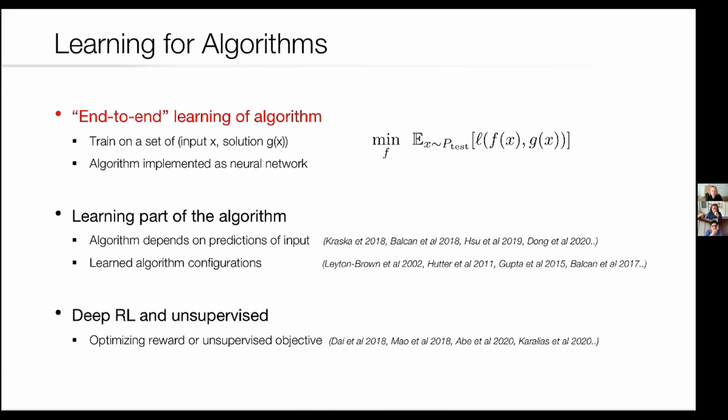So when we talk about learning for algorithms, there's various settings in which you can look at this, from learning a full algorithm to learning parts of an algorithm, like a decision within an algorithm, or learning which kind of algorithm you'd want to use, etc., etc. So what I will be talking about today is the aim of end-to-end learning a full algorithm and seeing how far we can get with that. And this algorithm, we will implement it as a neural network.